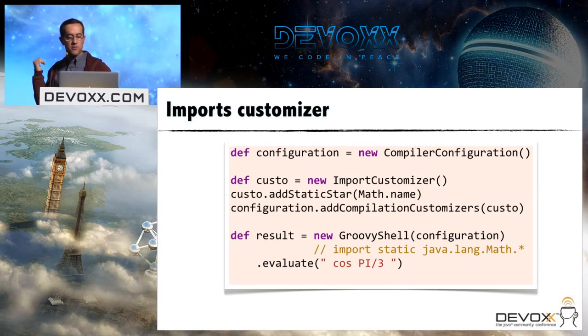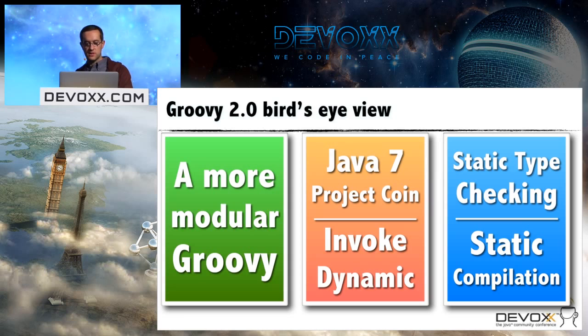For example, in that example where I want to do some math expressions and I don't want to always see import static java.lang.Math.* in all of my Groovy expressions that I want to evaluate, I can inject that import transparently so that people don't have to prefix with Math.PI, Math.cos, etc. Okay, so now let's move on to Groovy 2.0.